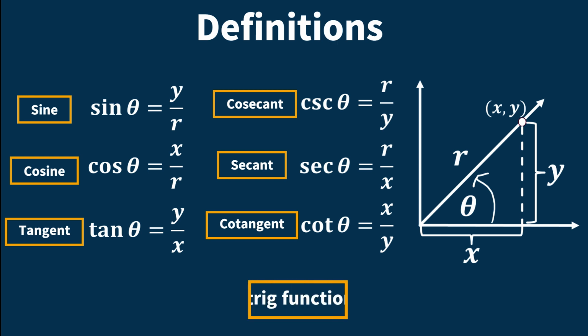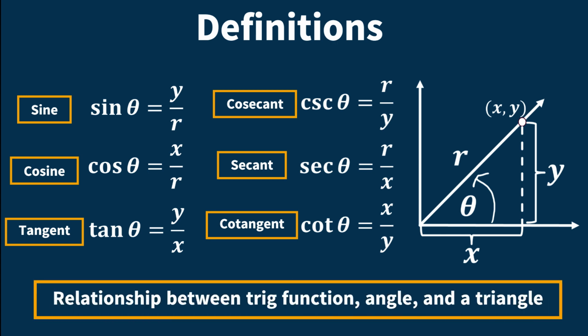What the definitions are describing is the relationship between the trig function, the angle, and a corresponding triangle that is made when given a point on a graph. I'll show you an easy way to memorize this on the next slide.